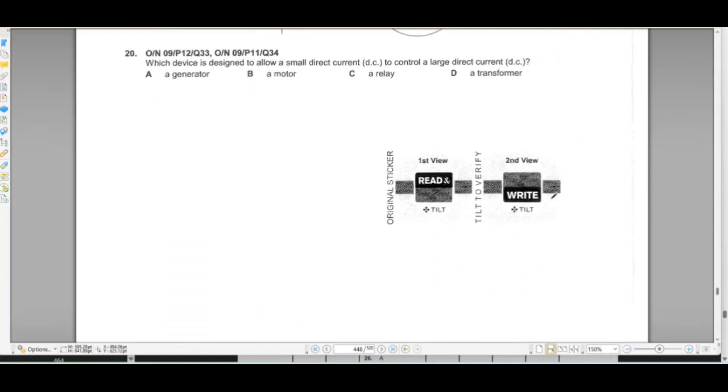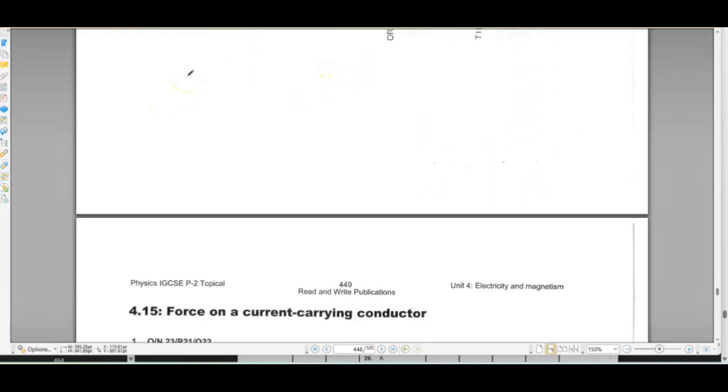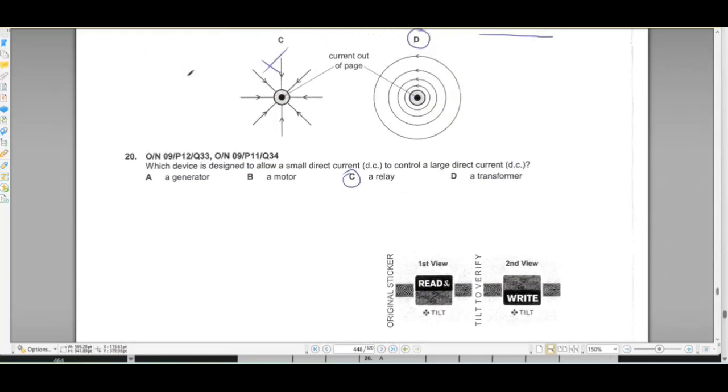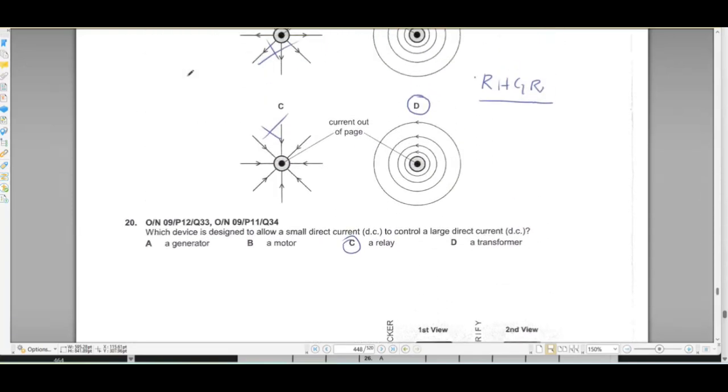Okay, moving on to question number 20. Which device is designed to allow a small direct current to control a large direct current? That's a relay. Okay, so 20. Okay, moving. So this brings us to the end of our topic 4.14, which was the magnetic effect of current.